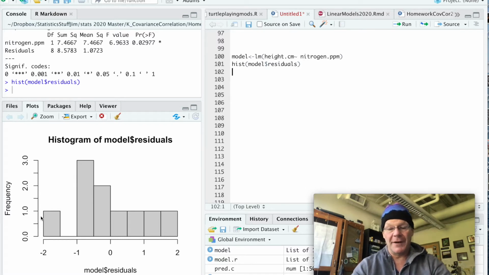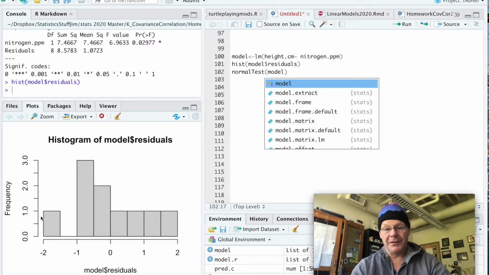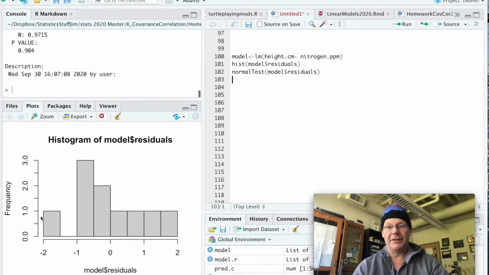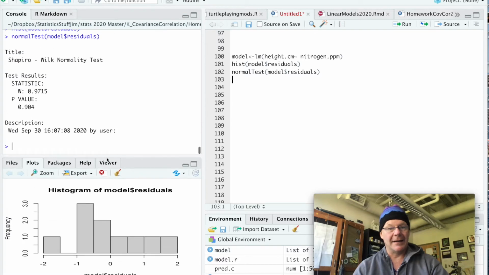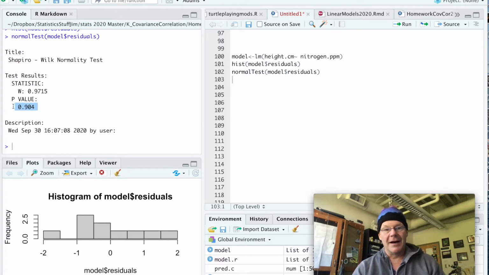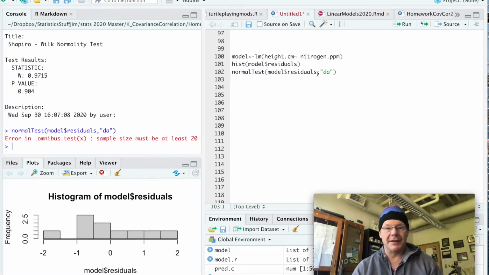If we were really motivated, we could use the normality test on our residuals, $residuals, and I do that. Using the Shapiro-Wilk test, I accept the null hypothesis that our data are normally distributed. And as I pointed out before, I couldn't even use my favorite D'Agostino test because you need at least 20 observations in order to even run that test. So okay, that would be the first step: you could just look at a histogram of the residuals.